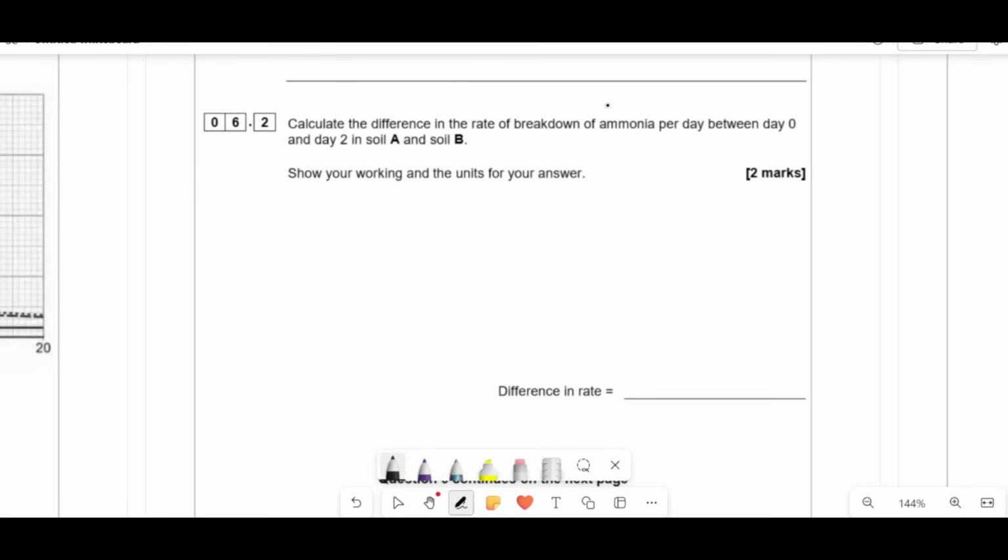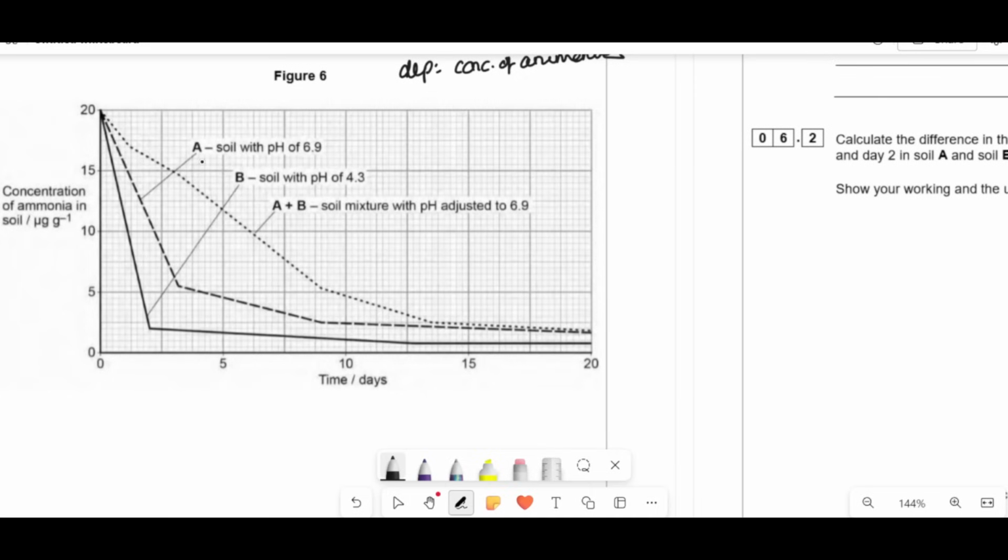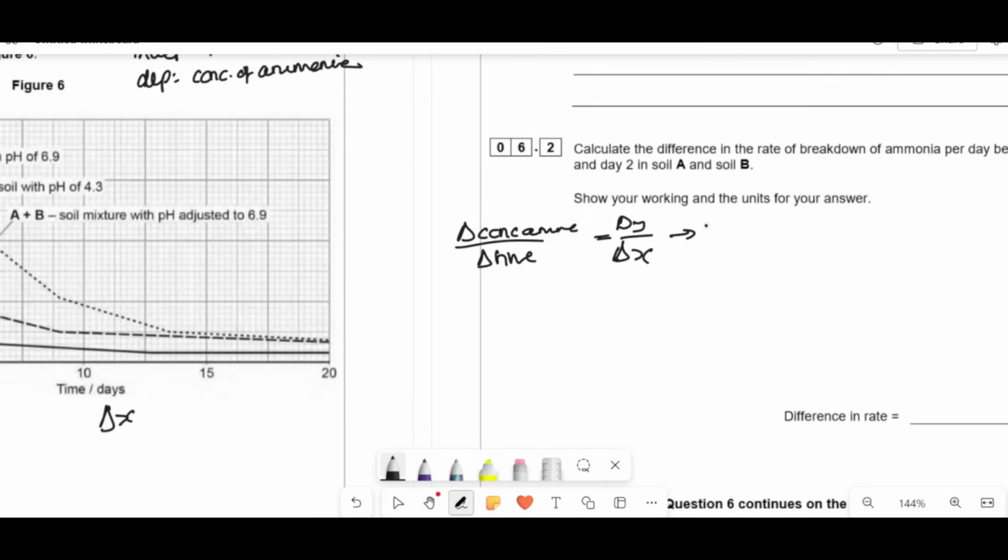So there you go. Then it says calculate the difference in the rate of breakdown in ammonia per day on day 0 and day 2 in soil A and B, and give the units. So here, this is showing you the concentration of ammonia, and this is time. The rate is the change in the concentration of ammonia over time, as is the rate of anything generally. If you have a look, we can rewrite that as the change in Y because that's our Y-axis, over the change in X because that's our X-axis. Change in Y over change in X. Does that look familiar? That is your, woohoo, gradient. Wow.